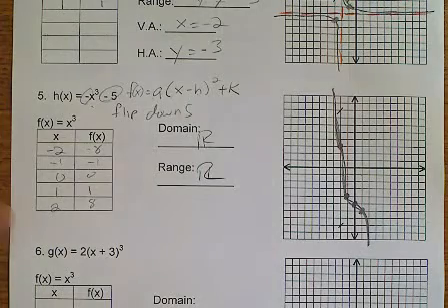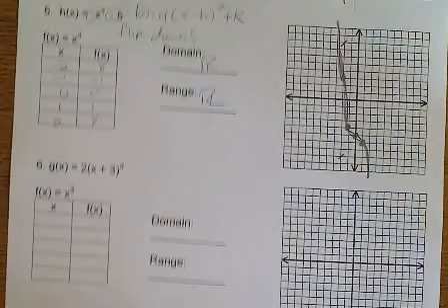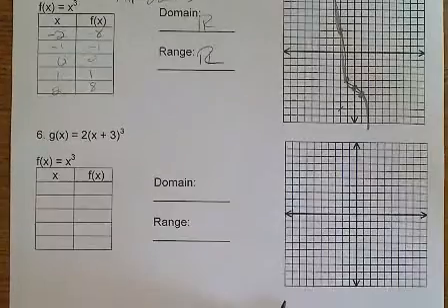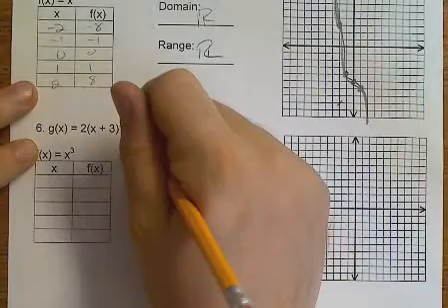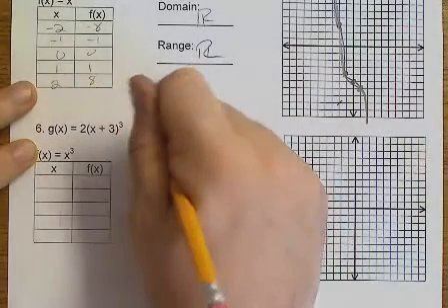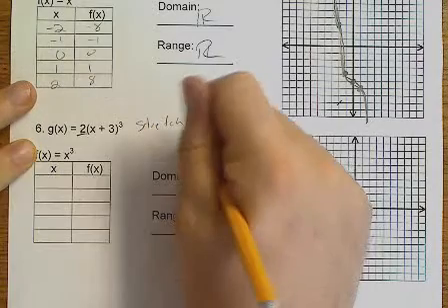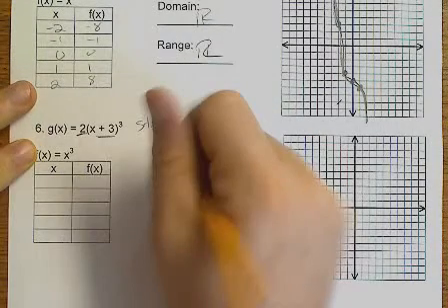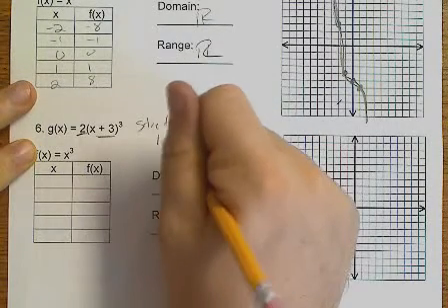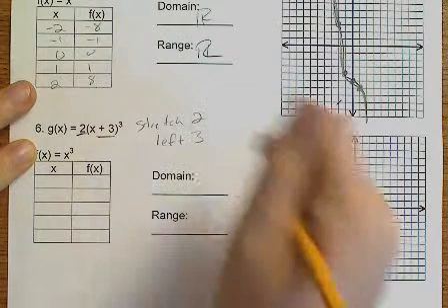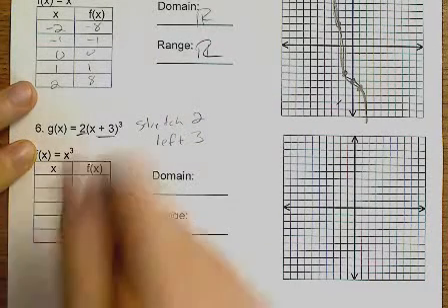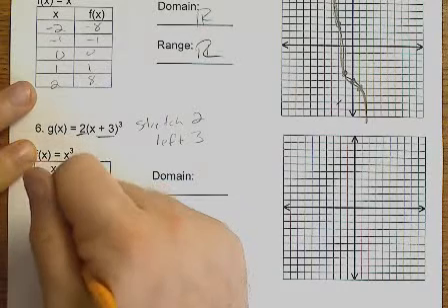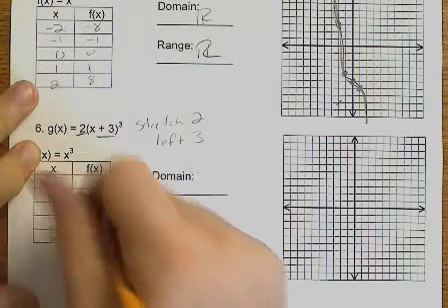Let's try example number 6. Well, here, we're going to stretch by 2, and then left 3. Start with our default values.